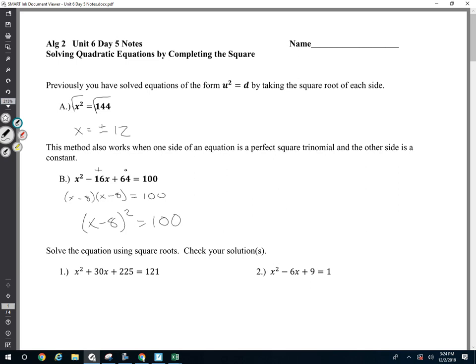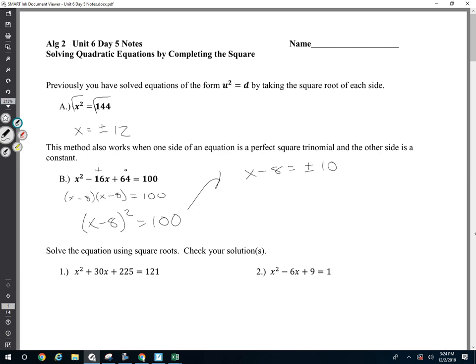Now, what can I do? You do the square root. I can square root. Now I have some stuff being squared. I don't have x squareds and x's. Because this is a perfect square, you can square root. You get x minus 8 equals plus or minus 10.